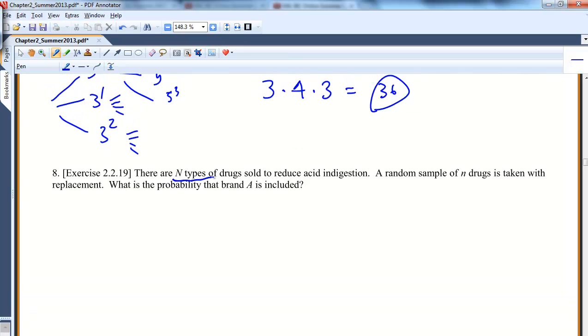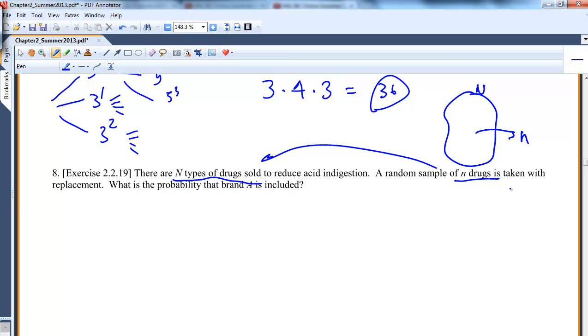There are N types of a drug sold to reduce acid indigestion. N drugs are taken: I'm going to take a random sample from this big capital N. So there's capital N of them in, and I'm going to take a random sample of little n of them out. And I'm taking them with replacement, which is kind of weird, because if you take one you don't like, are you really going to put it back on the shelf? But that's the way the problem's worded.